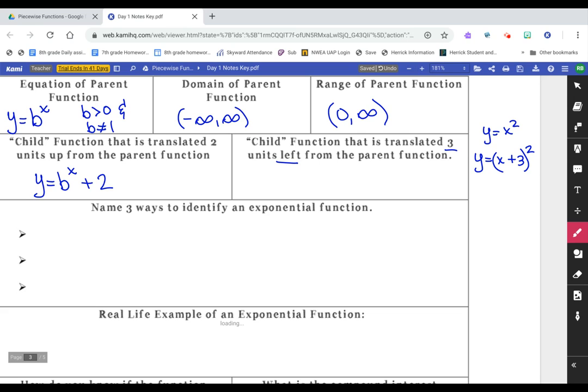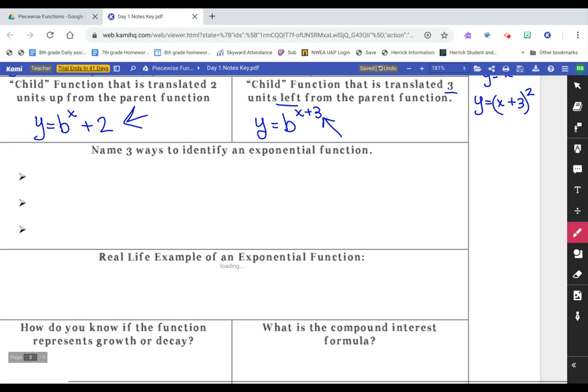So left and right do the opposite signs of what you think. Left is addition, right is subtraction. So this would be y is equal to b raised to the power of x plus 3. Okay, so the plus 3 gets added into the exponent. If it's up and down, it gets added outside. If it's left and right, it gets added to the exponent.